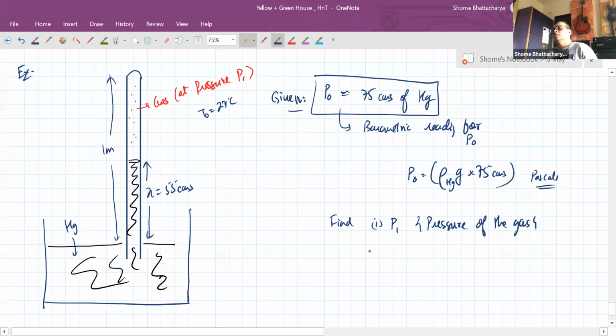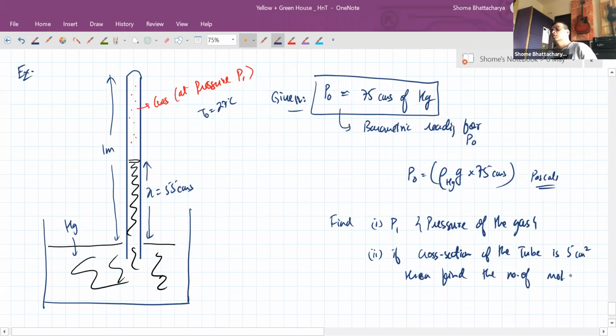And secondly, if the cross-sectional area of the tube is, let's say, 5 centimeters square, then find the number of moles of gas inside the tube.